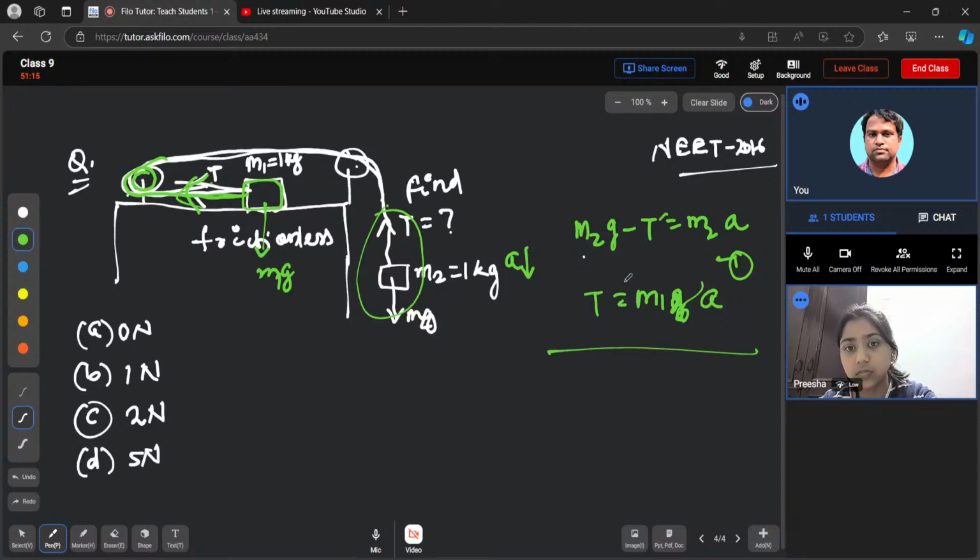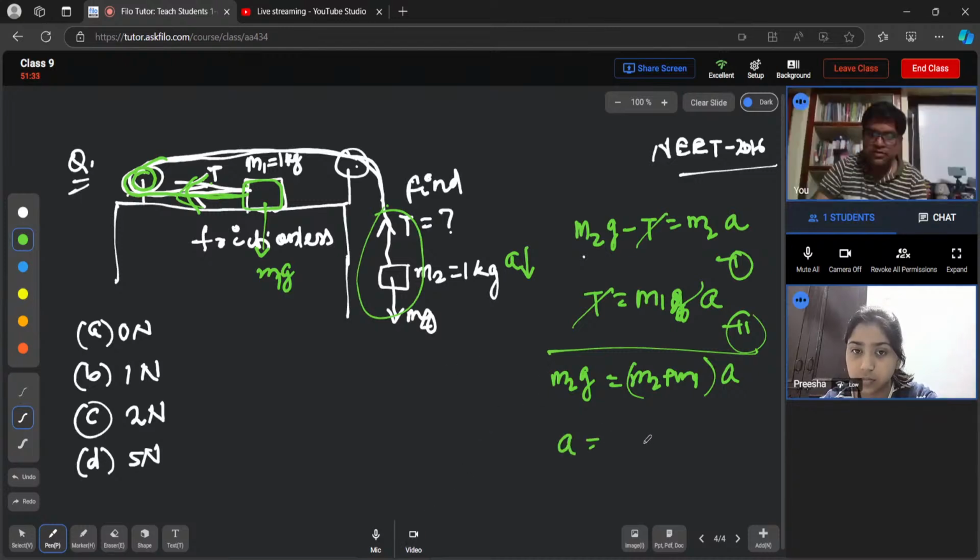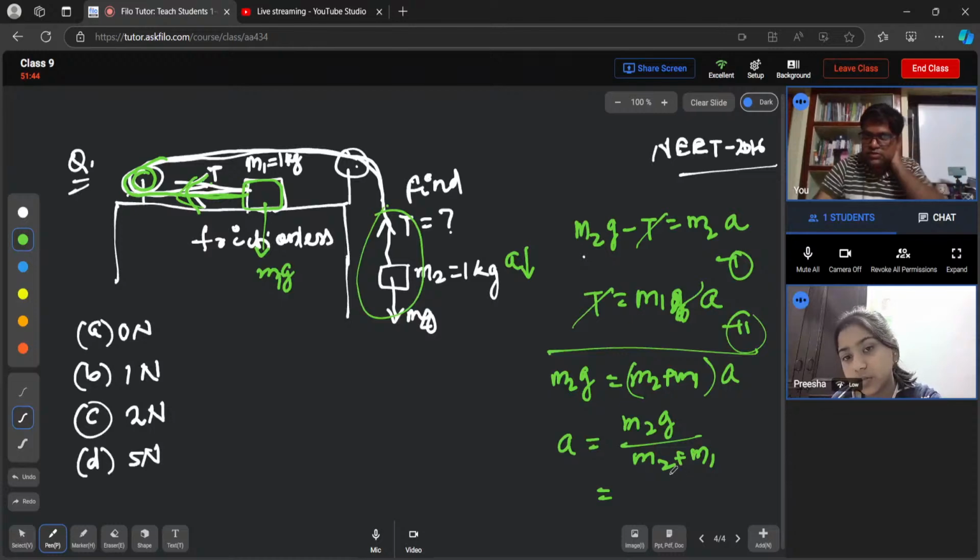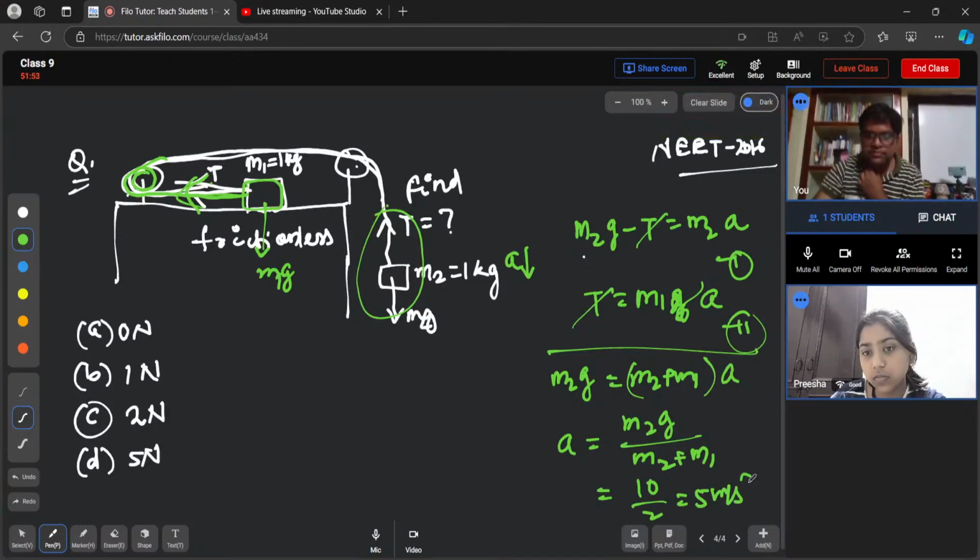Now we can add these two equations 1 and 2 and eliminate T. So we are getting M2g equal to M2 plus M1 into a, right? Now acceleration from here we can get: a is M2g by M2 plus M1. If we put the values, M2 is 1 kg, so 10 by 2, so it's 5 meter per second square.